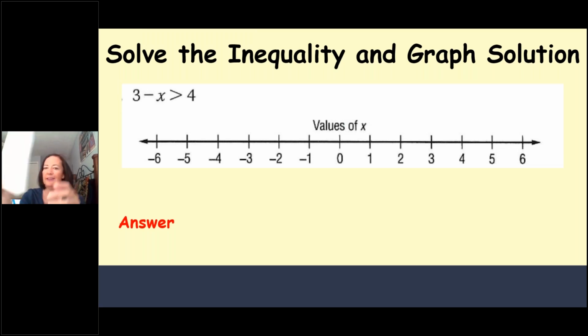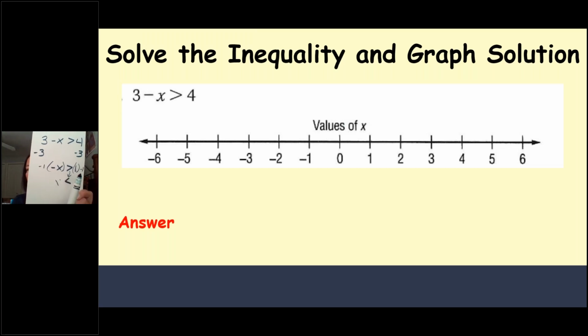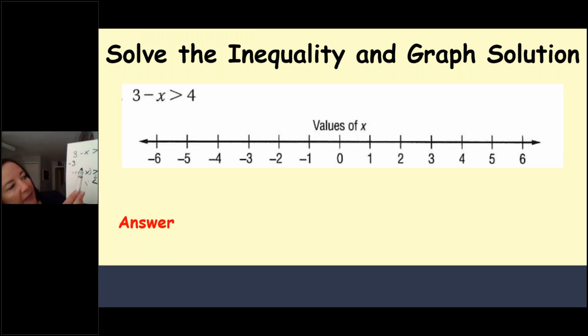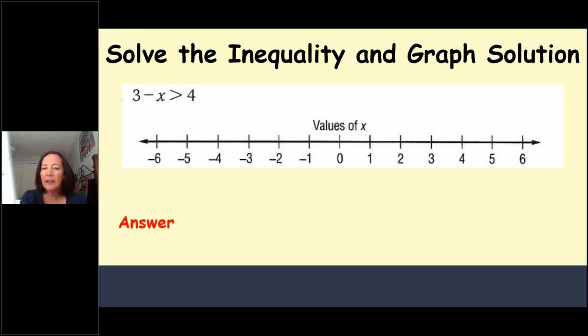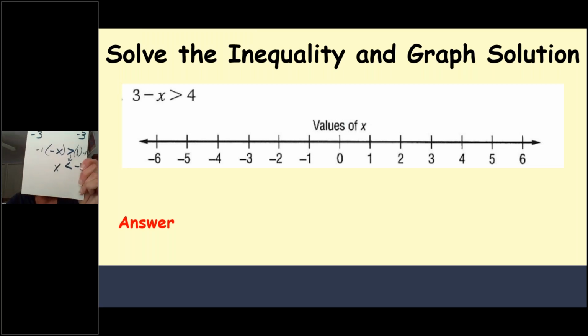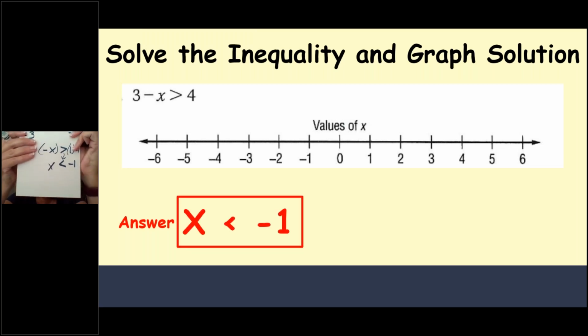Do you see what I'm saying? So we had to multiply both the left and the right by a -1. So instead of having a greater than symbol, we had to flip it around to be a less than symbol. And I'm left with x is less than -1. There we go. X is less than -1. Did you get that, Tylisha?